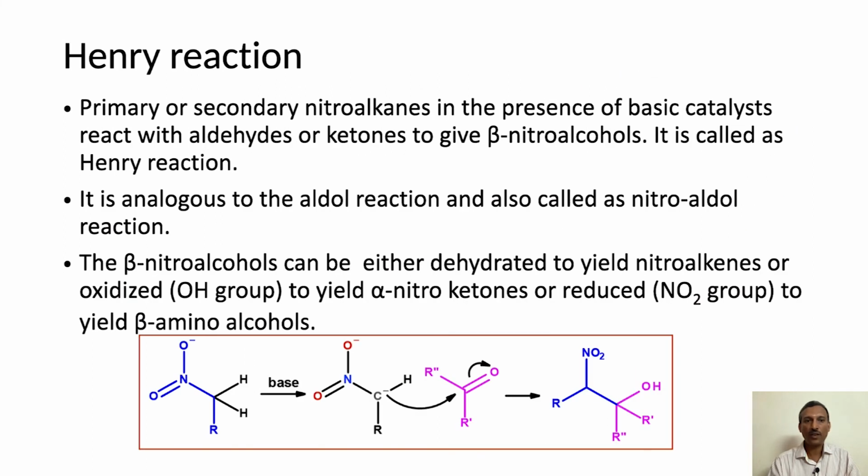The next one is the Henry reaction. So here, as we have seen earlier also, this particular alpha hydrogen on the nitro derivative can be abstracted by the base because this is the acidic proton. So this acidic proton can be abstracted by the base, and this leads to the formation of a carbanion. So once the carbanion is formed, this carbanion can react with the carbonyl compound.